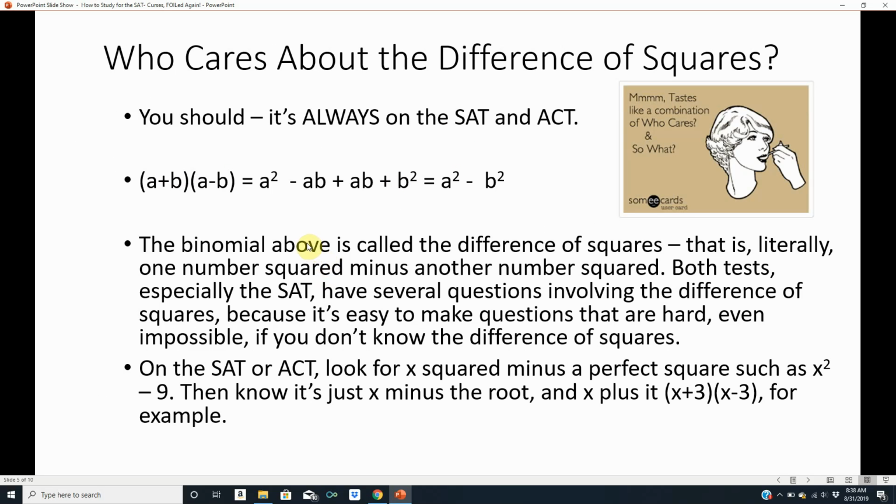And as I said before, the binomial above is called the difference of squares. That is, it's literally one number squared minus another number squared. A lot of times the first number is going to actually be a variable. And they'll give you something on the SAT or ACT that's going to look something like x squared minus a perfect square, such as x squared minus 9. So then you just know that it's going to be x minus the root and x plus it. So you'd say, oh, okay, x squared minus 9 is going to be x plus 3 times x minus 3, for example.